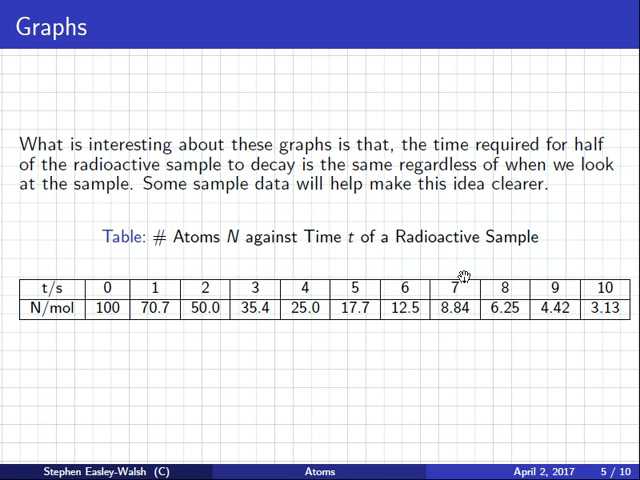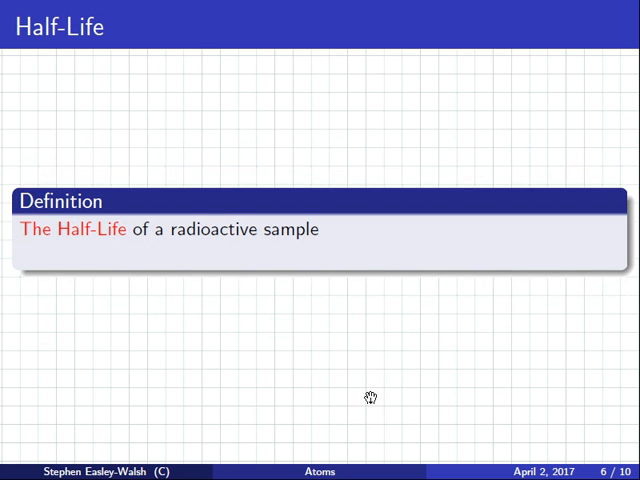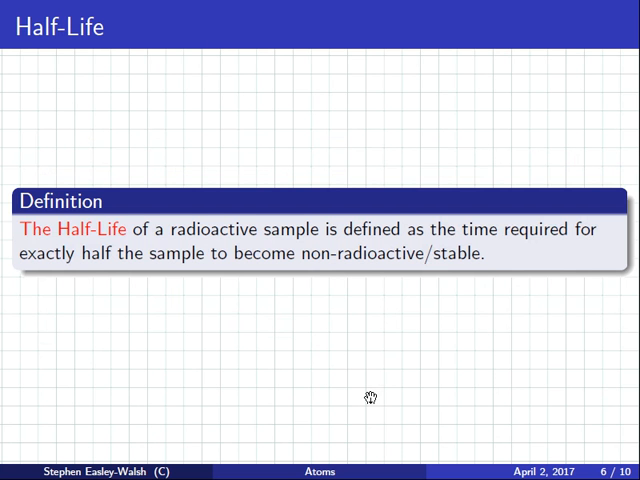So regardless of where I start, it requires 2 seconds to lose half of it. This time, 2 seconds, is called the half-life of this sample. You get the idea? So the definition is: half-life is defined as the time required for exactly half the sample to become non-radioactive.